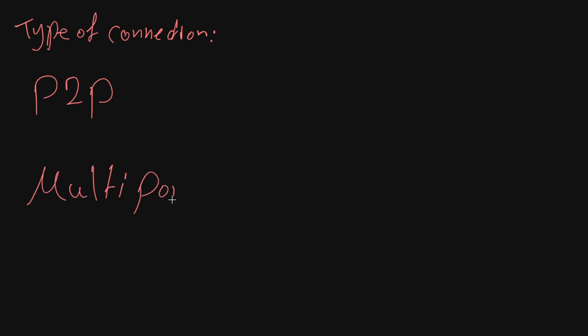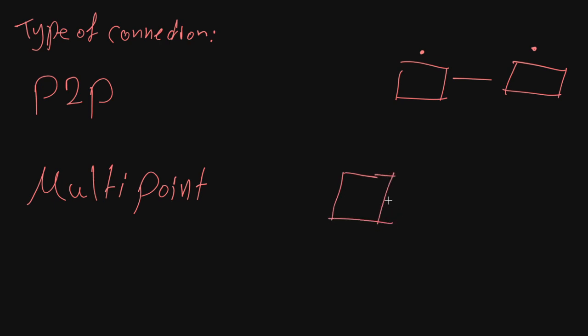In a point-to-point connection, the first device is connected to the second device. Sounds simple, yeah? This is the first device, and this is the second device, and both are connected to each other. But in the multi-point, this device is connected to multiple devices, but on the same line. I'm not talking about different lines, I'm talking about the same line. It's connected to devices B and C and D, all on the same connection.